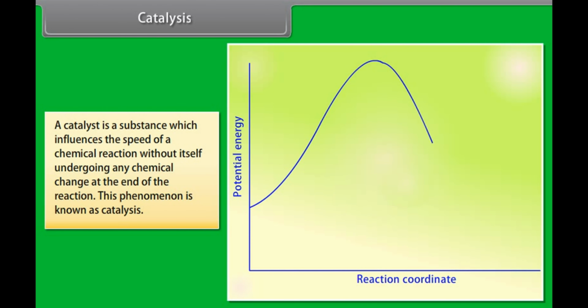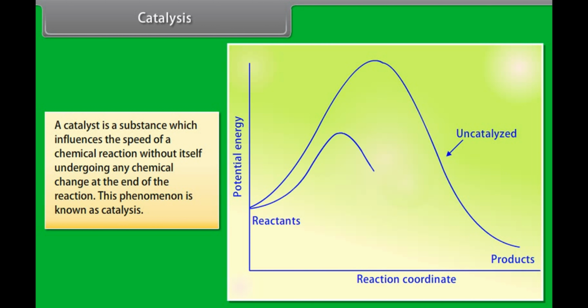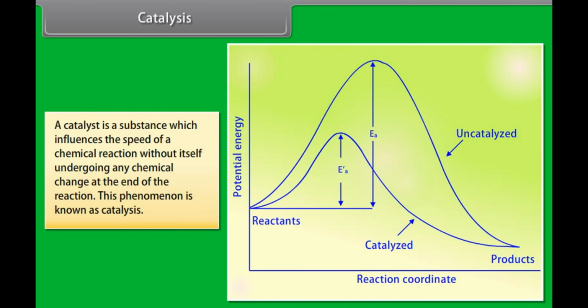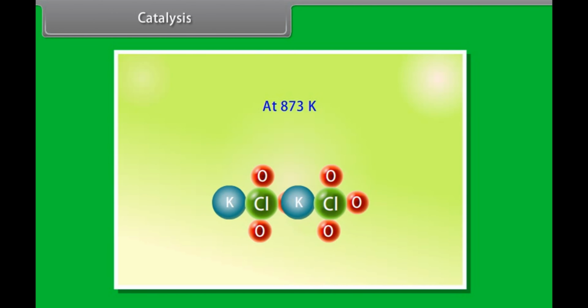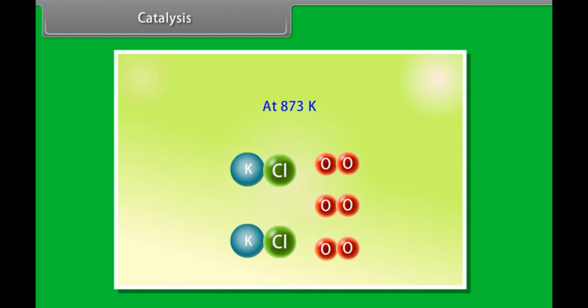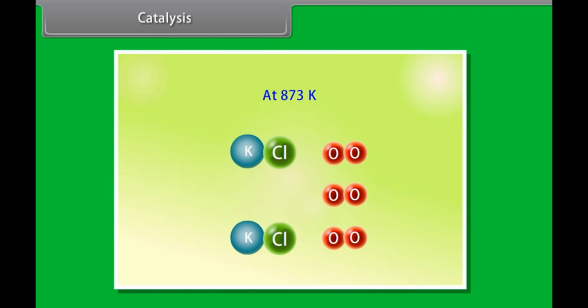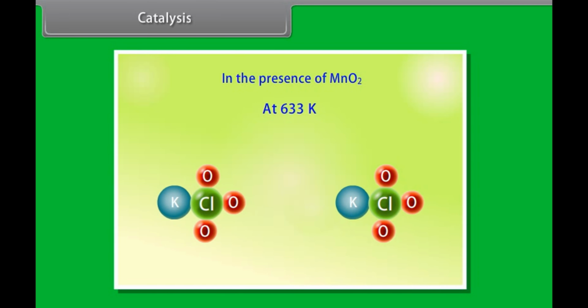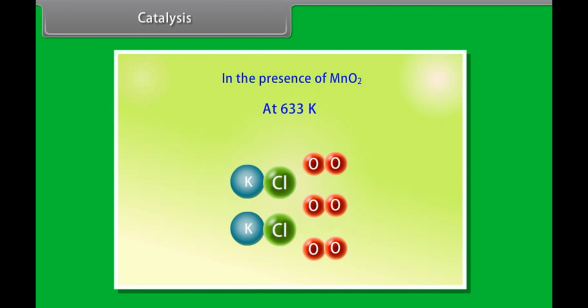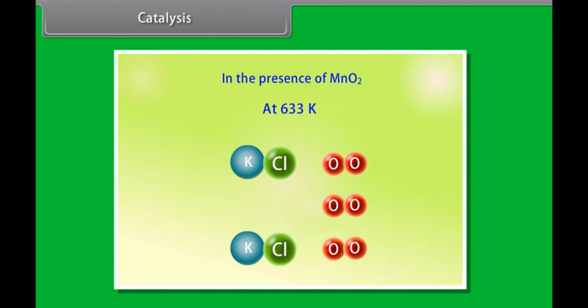Catalysis. A catalyst is a substance which influences the speed of a chemical reaction without itself undergoing any chemical change at the end of the reaction. This phenomenon is known as catalysis. For example, when potassium chlorate is heated in the temperature range of 653 to 873 Kelvin, it slowly decomposes to give dioxygen. But if a little manganese dioxide is added, the decomposition takes place in the temperature range of 473 to 633 Kelvin and dioxygen is released at a much faster rate.